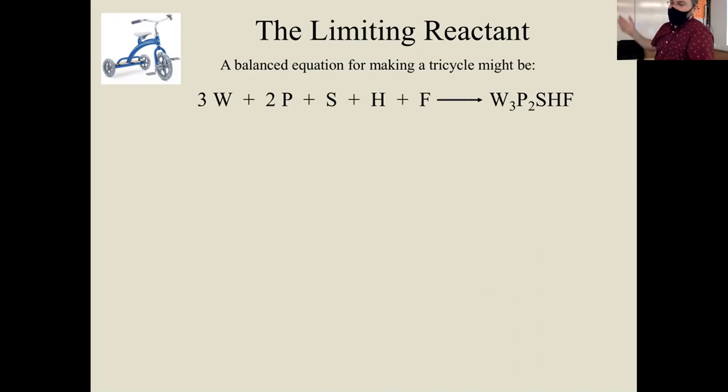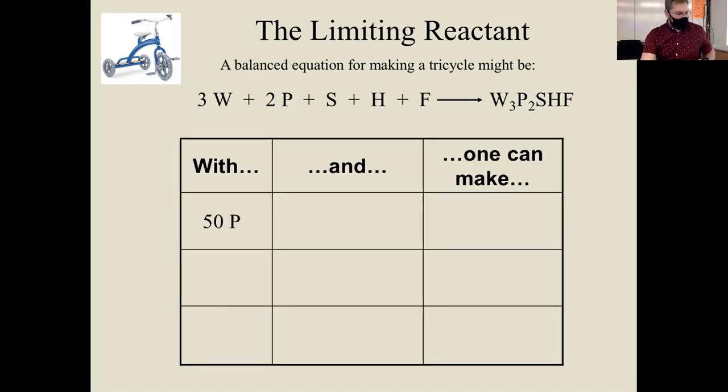the final thing. And this idea of W3P2SHF means that to make a tricycle, you've got a thing whose formula, in a way, is 3 wheels, 2 pedals, a seat, a handlebar, and a frame. You don't need 2 frames to make a tricycle, and 4 wheels, well, that makes a quadricycle instead of a tricycle. So you got a bunch of different components.